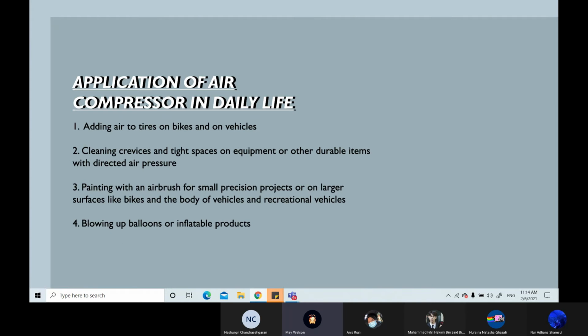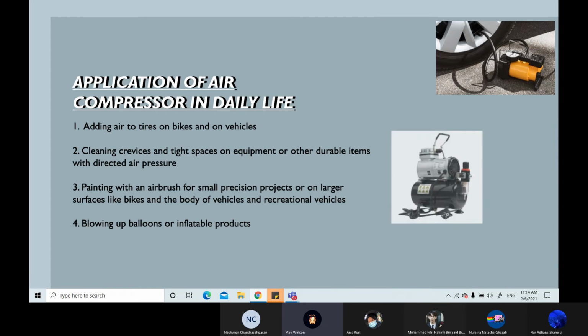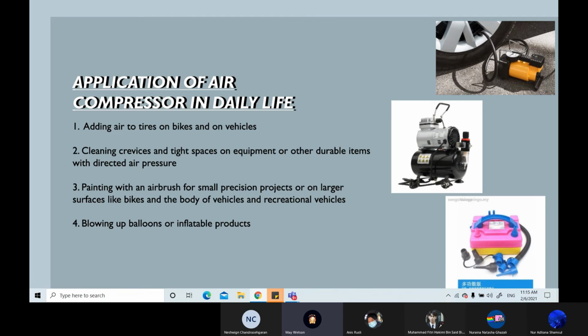I will explain the application of the air compressor. An air compressor is a pneumatic device that converts power into potential energy stored in pressurized air. Air compressors can be used in our daily life. There are four applications: adding air to tires on bikes and vehicles, cleaning crevices and tight spaces on equipment or other durable items with directed air pressure, painting with an airbrush for small precision projects or on a larger surface like bikes and the body of vehicles and recreational vehicles, and last but not least, blowing up balloons or inflatable products.